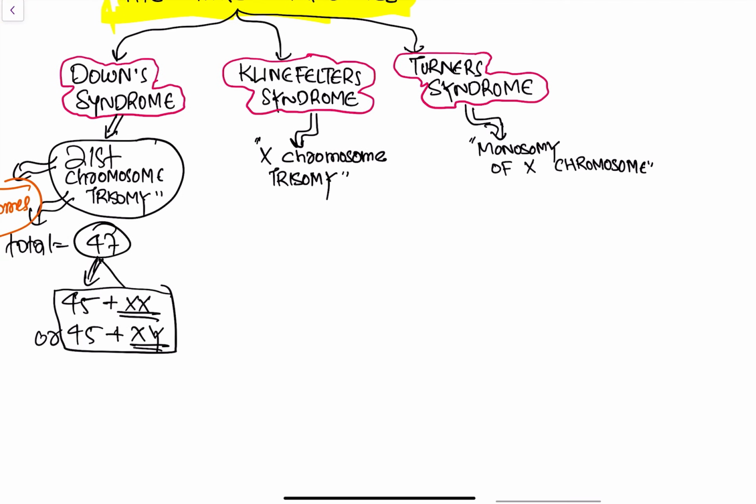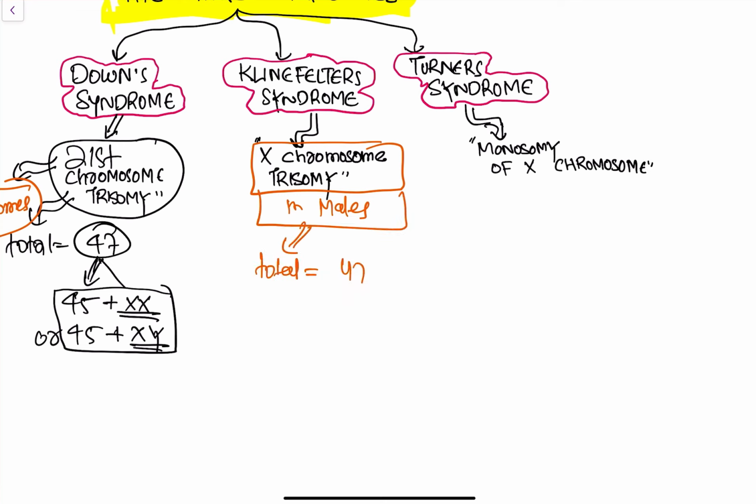Then we have Klinefelter syndrome, which is X chromosome trisomy in males. The total number of chromosomes is 47, which is equal to 44 plus XXY. So there's an extra X chromosome in the case of male. These are usually infertile males because of this extra X chromosome.